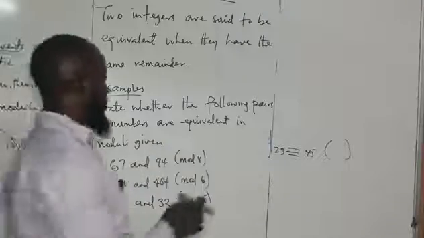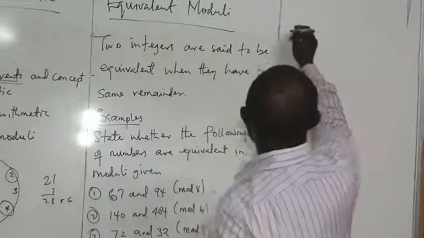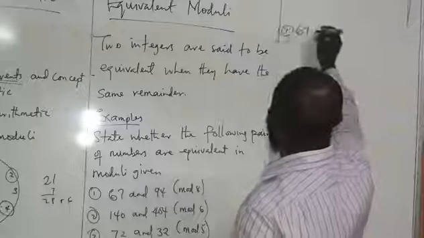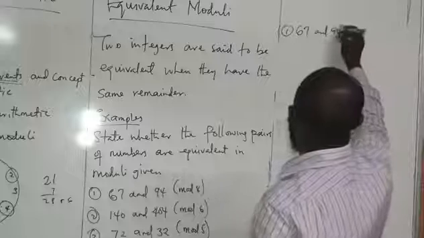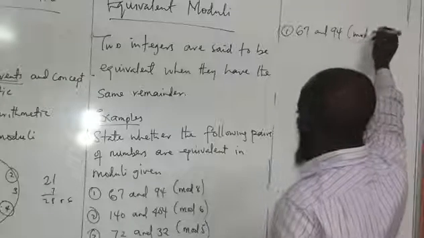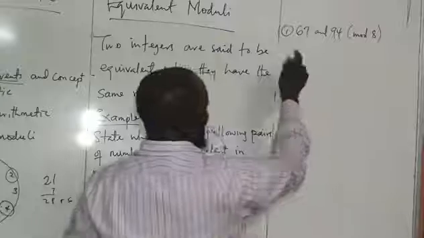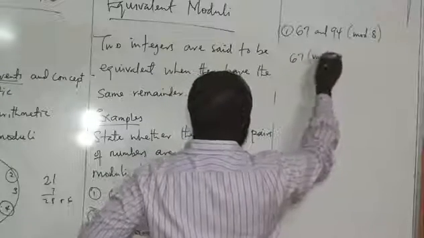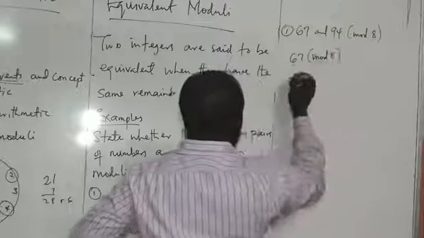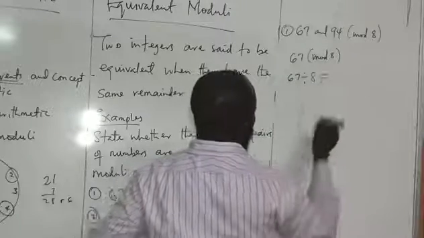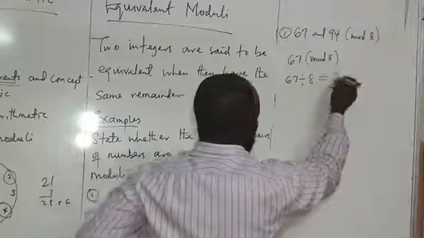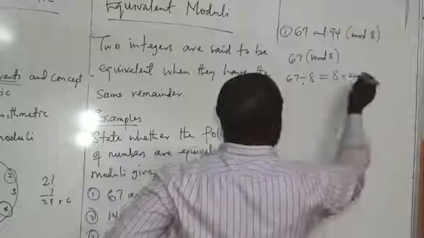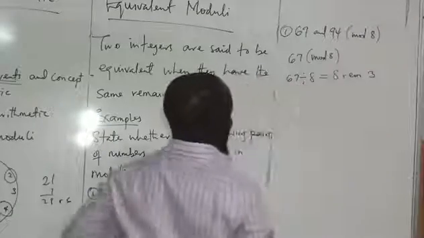So let's look at the first one. We have 67 and 94 in mod 8. What we're going to do is find 67 in mod 8. So that means 67 divided by 8 will be equal to what? 8 in 67, that is 8, which is 64. Remainder 3.